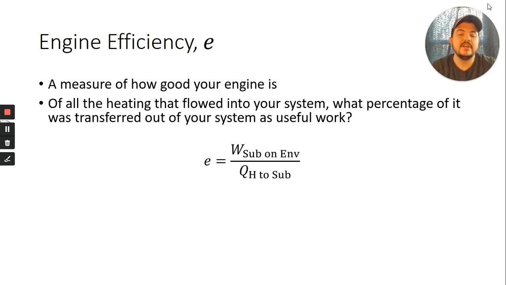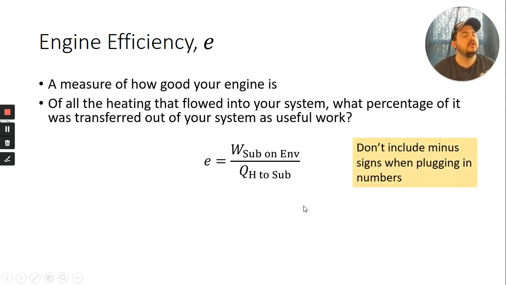As an equation, this definition is shown below. The efficiency, lowercase e here, is the working that the substance does on the environment, which is the useful work, divided by the heating that the hot reservoir, the coals, added into our substance, the water. So that's our efficiency. And with this definition, we're ignoring any minus signs. We're just looking for a percentage.